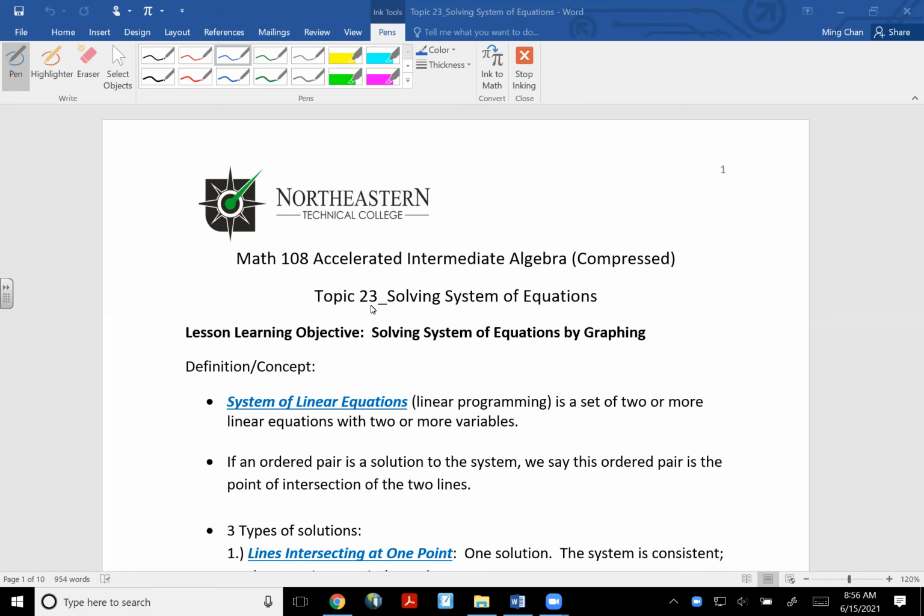Hey everyone, welcome to topic number 23, solving what we so-called system of equations. So we're going to take a break from factoring. We will get back to it. So for the next few topics, we're going to talk about system of equations.